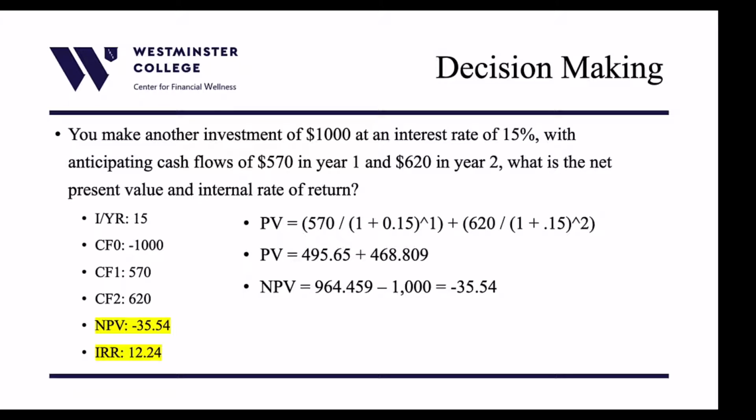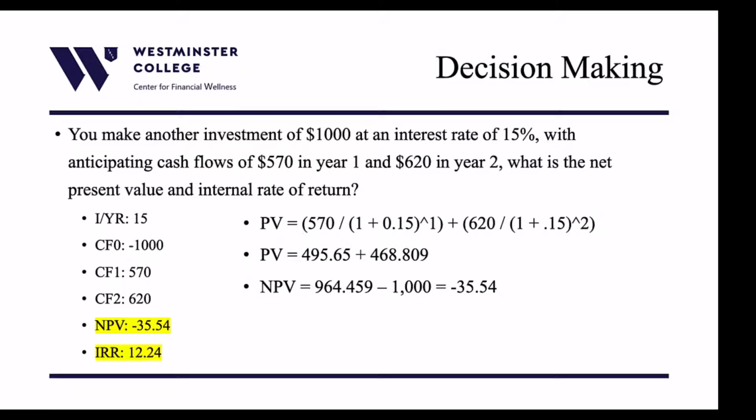And then when I click the red down arrow and NPV, I can see that my net present value is negative 35.54. When I click the red down arrow and click IRR, you can see that it's 12.24. Having a negative NPV and an IRR lower than our interest rate means that we shouldn't take it on.